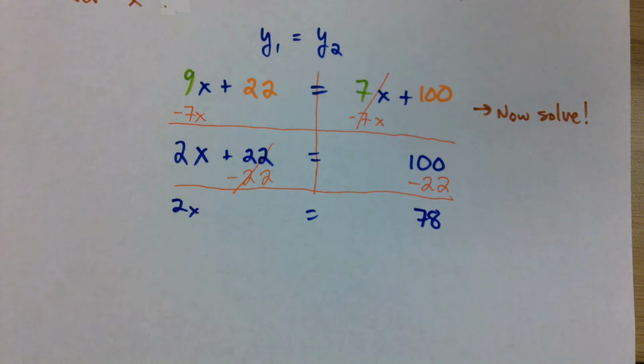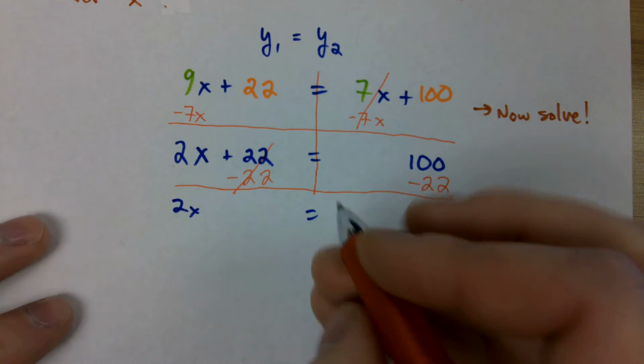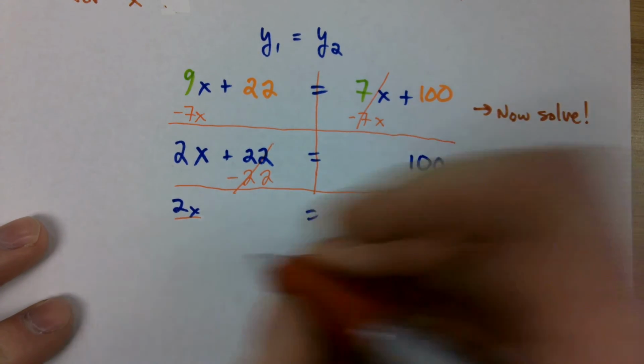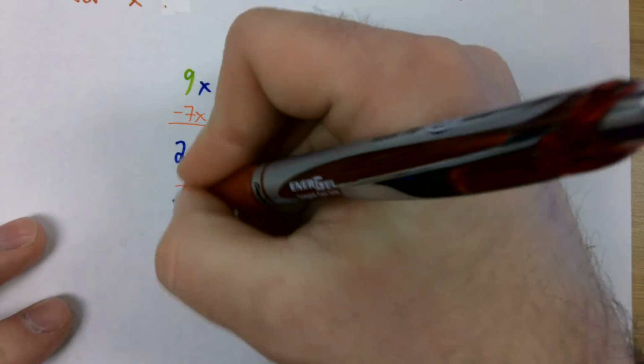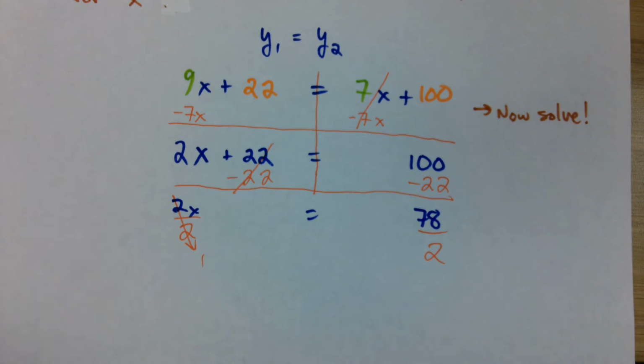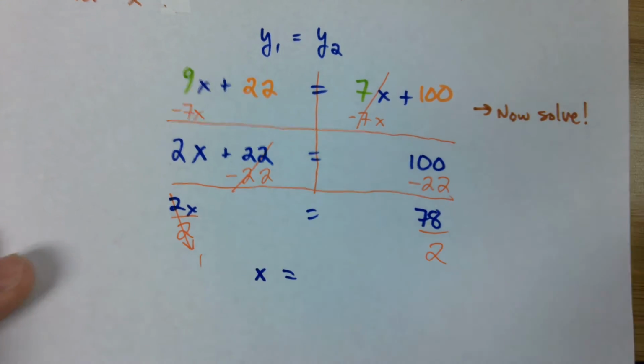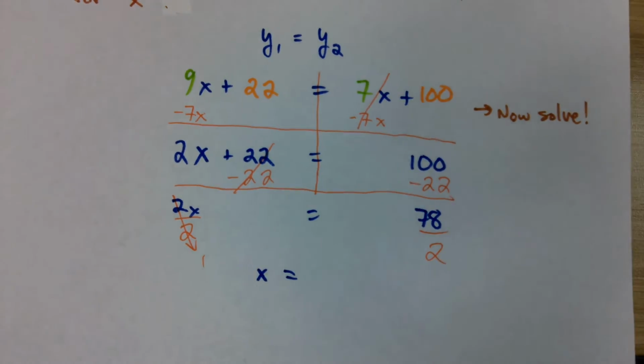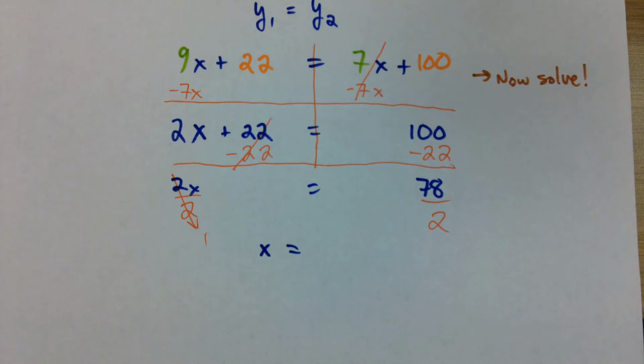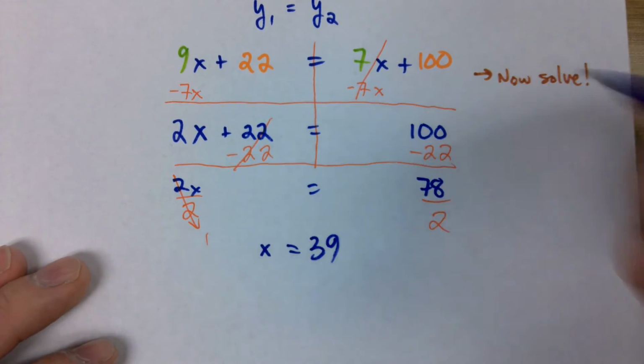Now our third and final step is going to be to do what to both sides, everybody? Divide. Thank you, everybody. We're going to divide both sides by 2. Those 2's are going to cancel to 1. And all we're left with is x equals what? 39.